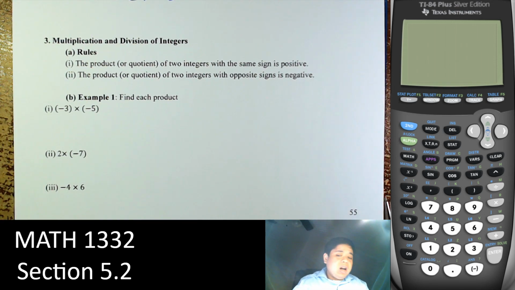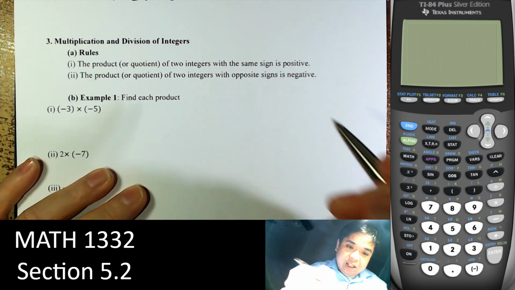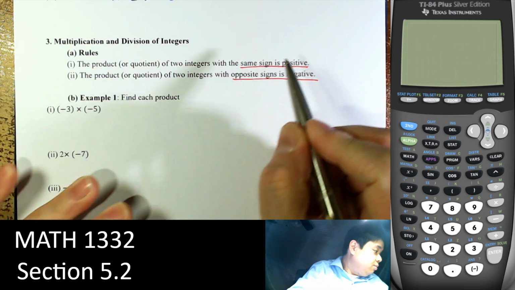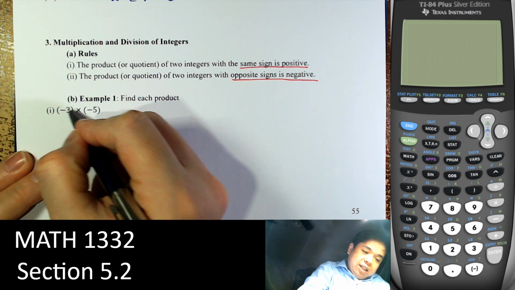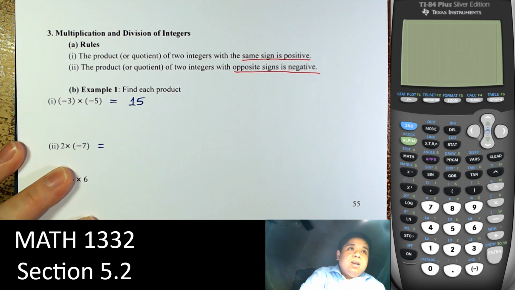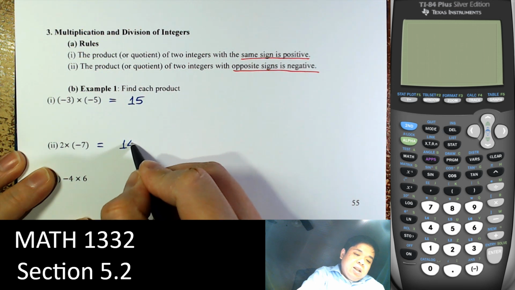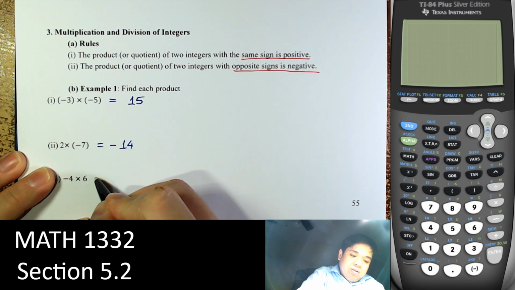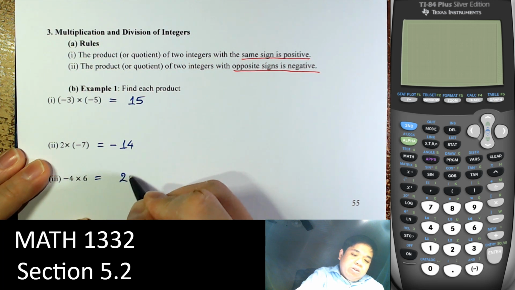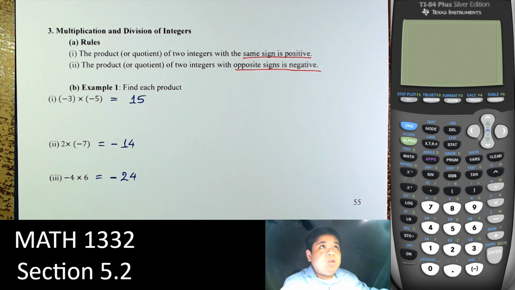Right, now multiply and divide. Well, multiply and divide is easier. If it's the same sign, positive; opposite sign, negative. So actually the last one here. Right, same sign here, so that will be positive. 3 times 5, 15. Just like that. 2 and negative 7. 2 times 7 is 14. Opposite signs, so it will be negative. Negative 4 and 6, 24. Opposite signs, so it's negative.